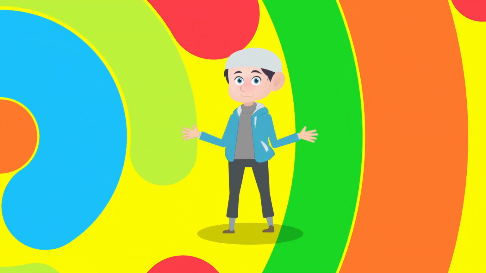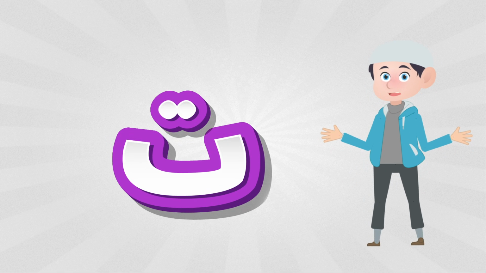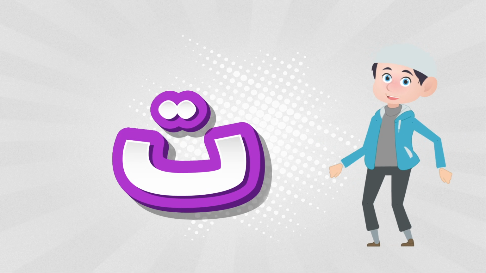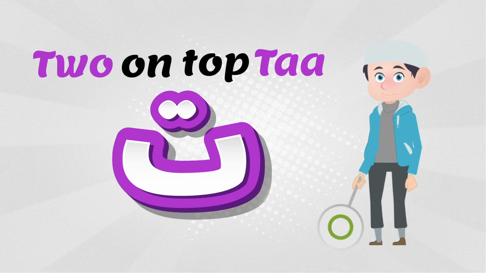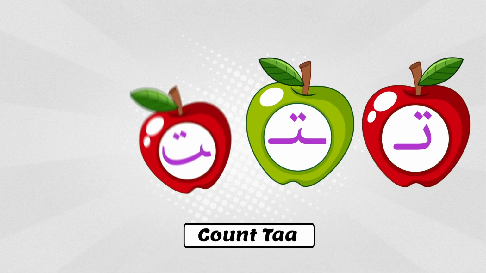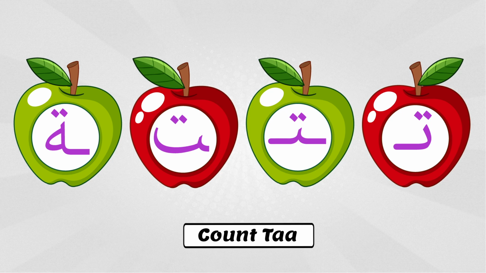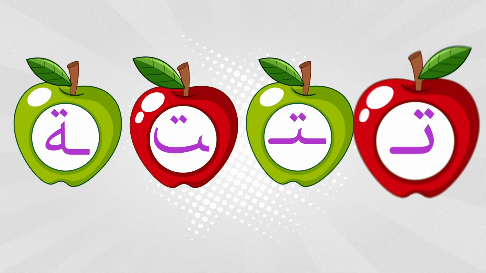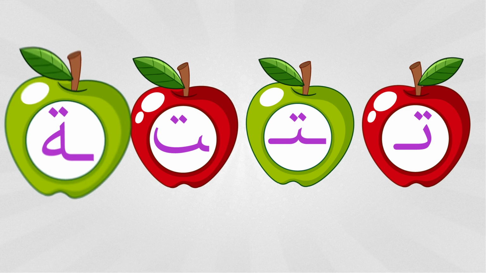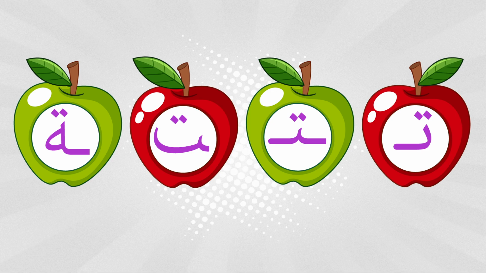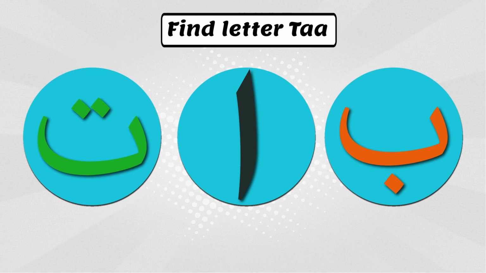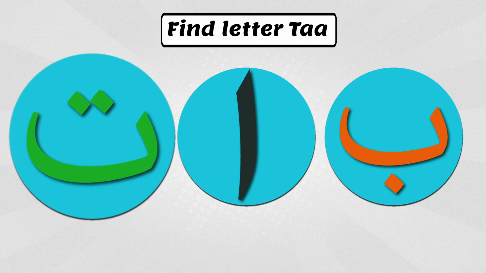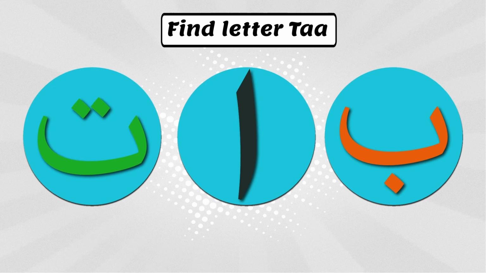Now time for some games with Ta. Can you tell me what's the name of this letter? Remember, 2 on top is Ta, correct? How many Ta do we have here? Yes, they are 4. 1, 2, 3, 4 Ta. We have different letters here, but we need to find only Ta. So, can you tell the color of Ta? Yes, the green one is Ta.